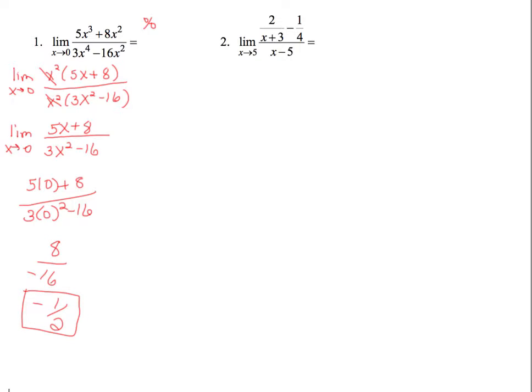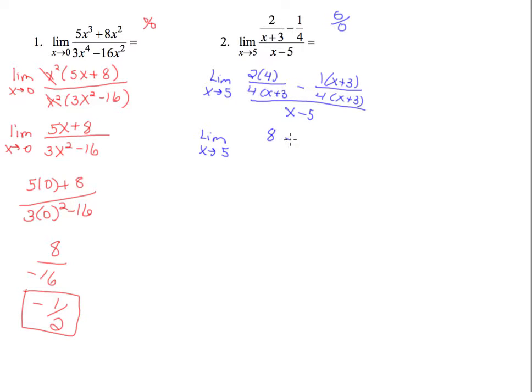In problem number 2, I also start by substituting 5 in place of every x to see if I can do direct substitution. In this case, it does not work because I do end up with 0 on the top, and 5 minus 5 is also 0. So it's an indeterminate form, and I need to simplify this. So I'm going to start by fixing this compound fraction by subtracting the two fractions on the top and getting a common denominator of 4 times x plus 3.